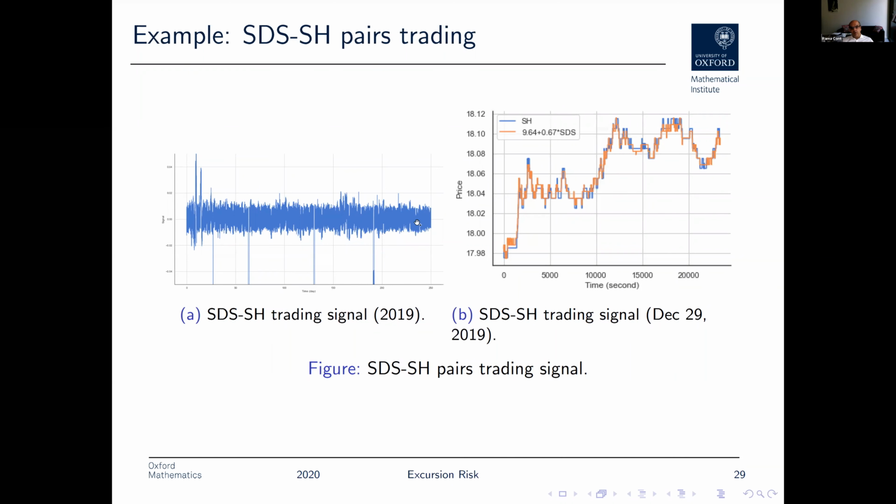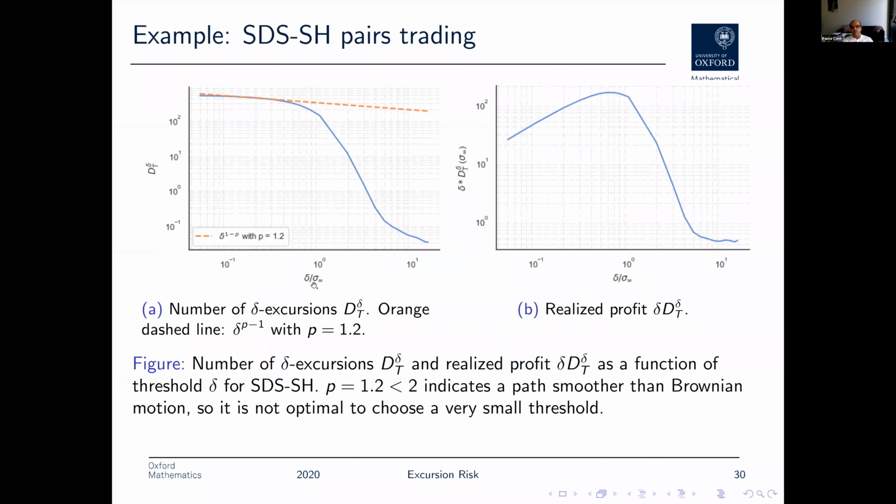the trading signal. So the question is, what's the roughness of the signal, and what is the result in terms of the threshold? What threshold do we choose? The smallest possible, or something away from 0? So here is the result.